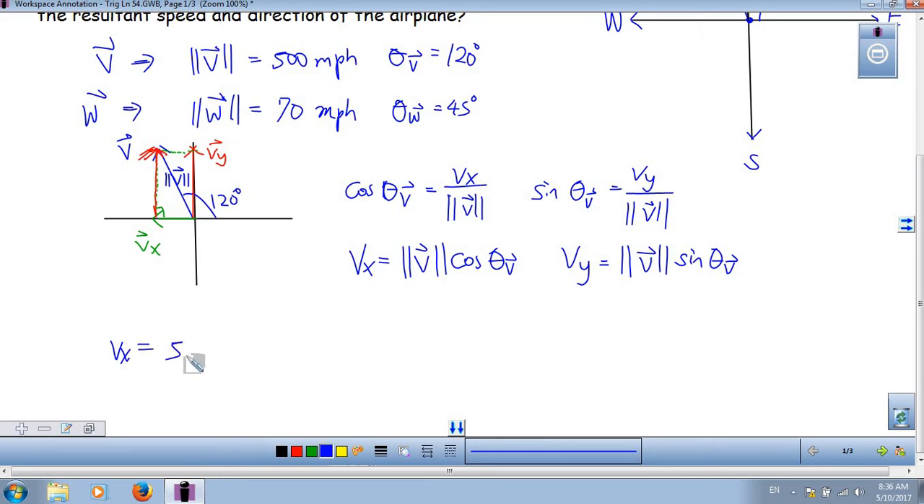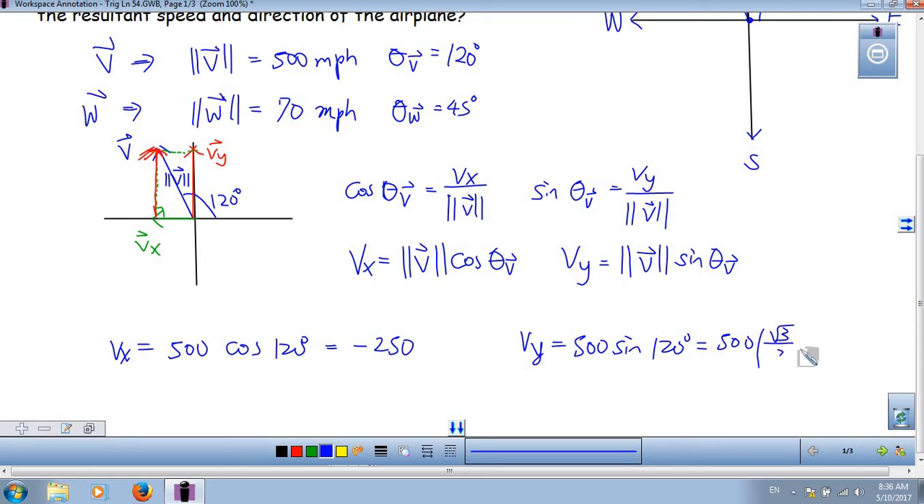So vx would be equal to 500 times cosine of 120 degrees. Cosine of 120 degrees is negative 1/2, so this would be negative 250 miles per hour. Vy would be 500 times sine of 120 degrees. Now sine of 120 degrees is square root of 3 over 2, so this becomes 250 square root of 3. Alright, so that's what Vx and Vy are.